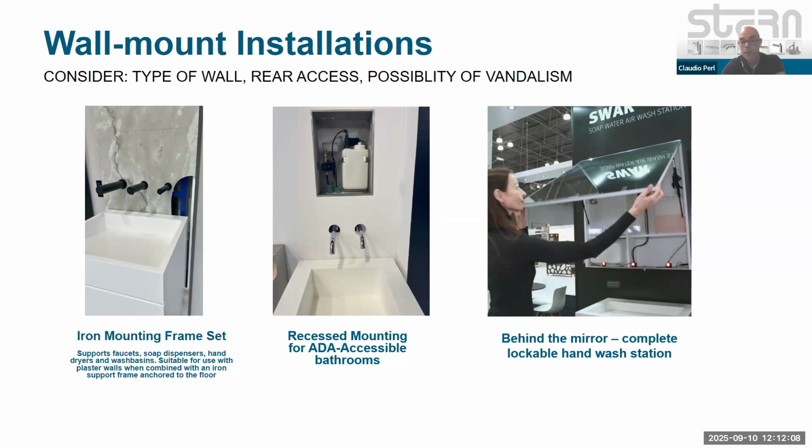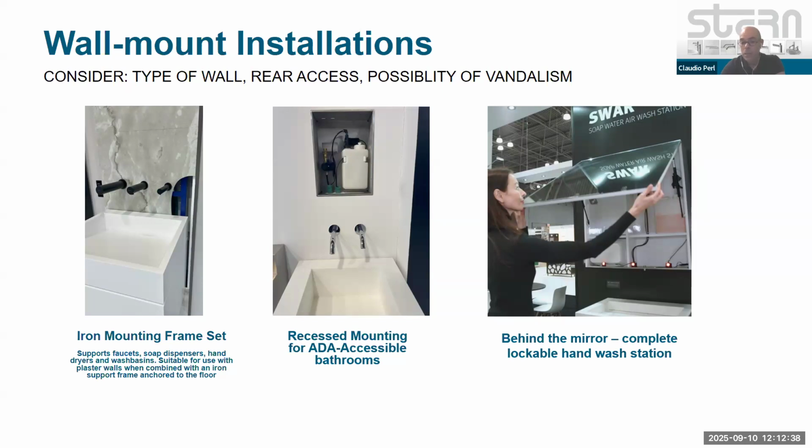The second group is recessed mounting, which is more indicated for ADA or accessible bathrooms, where you need to have all the space under the basin completely free to allow the wheelchair to go in. Therefore, all the installation is recessed in the wall. By removing the mirror, you can have direct access to the installation in case, for example, you need to perform any type of maintenance, or simply if you need to replace the soap.